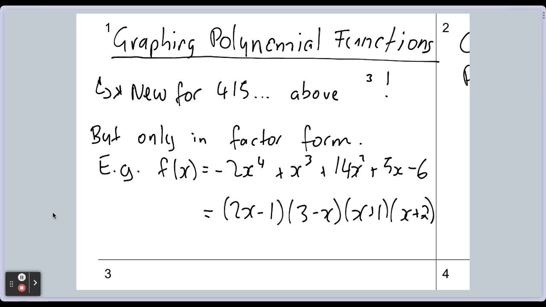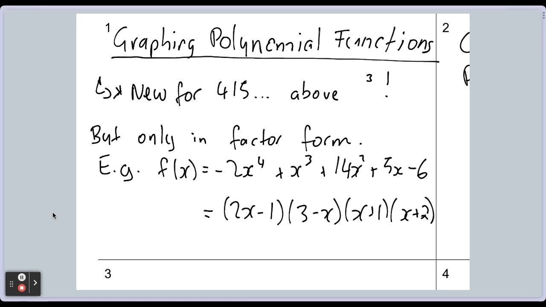Okay, let's have a look at quadratic functions. You should be very familiar with quadratic functions by now. So I'm just summarizing the forms of quadratic functions. So you've got general form.